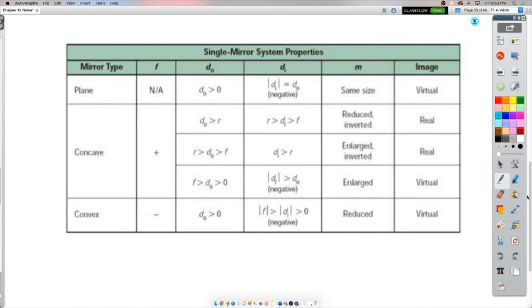I know I don't like memorizing, okay? However, it wouldn't hurt, just as a way to check your work. Plane is easy: it will always be the same size and always virtual. Convex is also easy: it will always be reduced, smaller, and virtual. We'll do those next topic. Concave, the one we're doing today, is actually the most difficult. Depending on where the object is, you get a different magnification, a different attitude, so right side up or upside down, and you can even get a real image or a virtual image. If you were all here, I would show you on a big one. It's really quite cool.